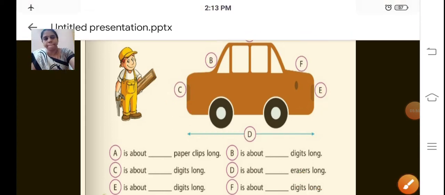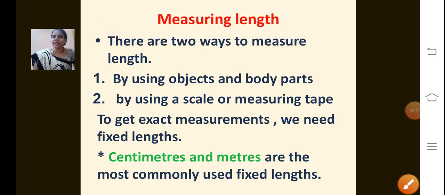Next one. Measuring length. How to measure length? There are 2 ways to measure length: by using objects and body parts.